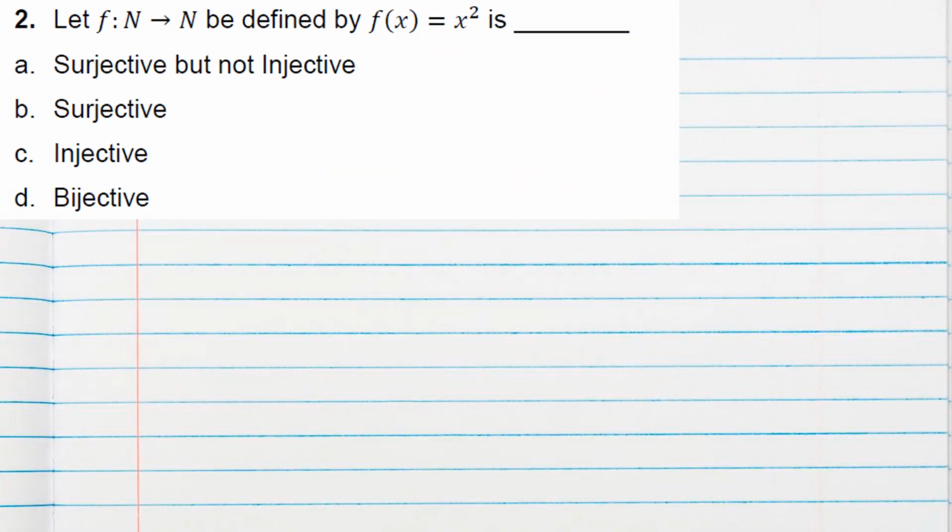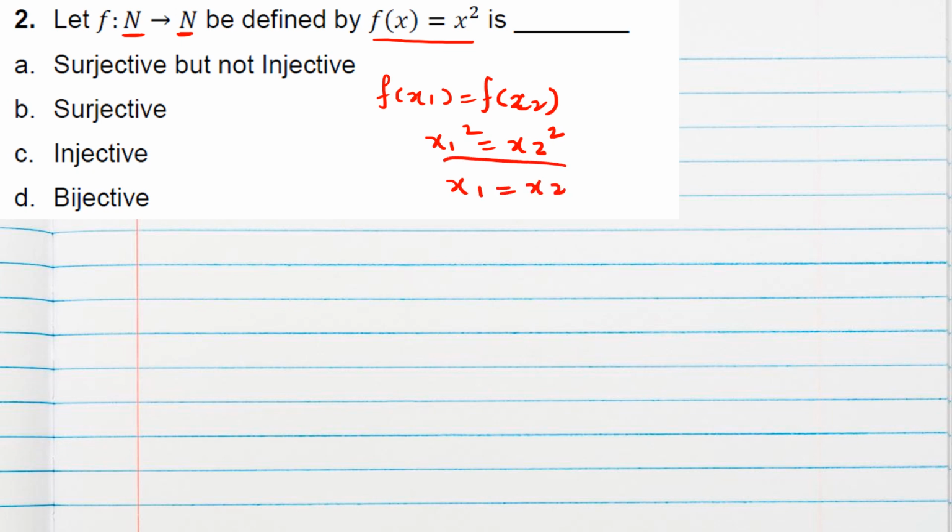Question number 2 is, now this time the function is the same, but f is N to N. So now we can take an example also. f of x1 is equal to f of x2. So x1 square will be x2 square, x1 will be equal to x2. This time we won't take plus minus. Minus we won't take because we are dealing with natural numbers. Only positive numbers will come. So while taking the square root also, we should not take minus.